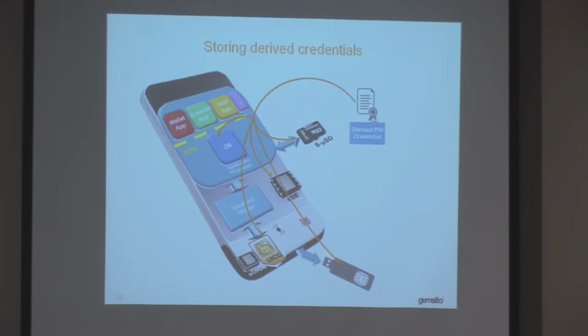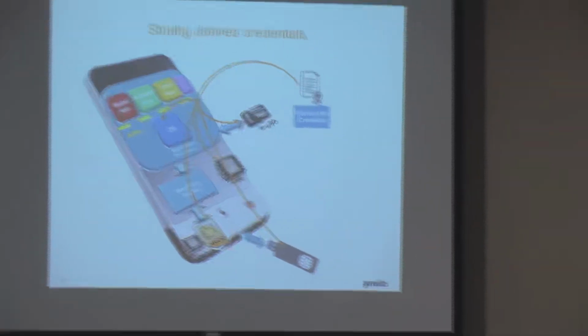There are a lot of different places where it could be loaded. Let's start with the bottom part. We have a UICC, which most of you probably know as a SIM card. You have that in all your phones. It is used by a telecom operator to store the credential for the end user in order to authenticate to the network.